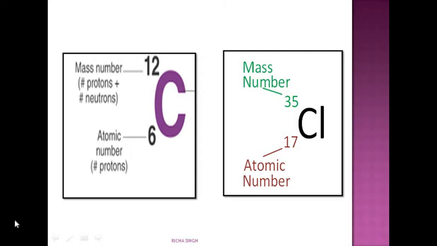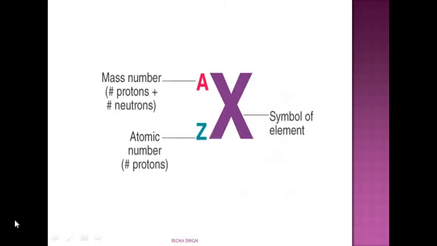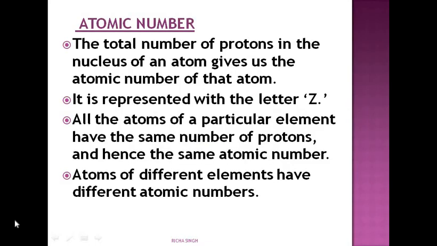Mass number of carbon is 12 because it has 6 neutrons and 6 protons, and atomic number is 6 because it has 6 protons. Same way, atomic number of chlorine is 17 and mass number of chlorine is 35. So always remember, mass number is represented as A. It is written at the top of the element, and atomic number is equal to number of protons, which is represented by Z, and it is written at the lower end of the element. I hope this atomic number and mass number is clear to you.